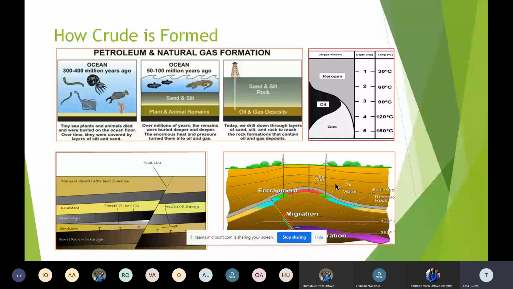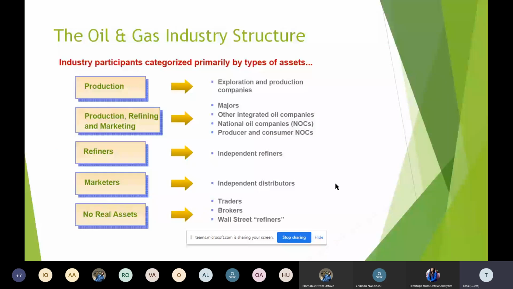So the structure of the typical oil and gas industry is as shown here. So we have industry participants categorized primarily by the type of assets. When we say assets in the oil and gas industry, it simply talks about the business function that they perform. So we have the production function. In the production function, it consists mainly of two main business functions: exploration and production.